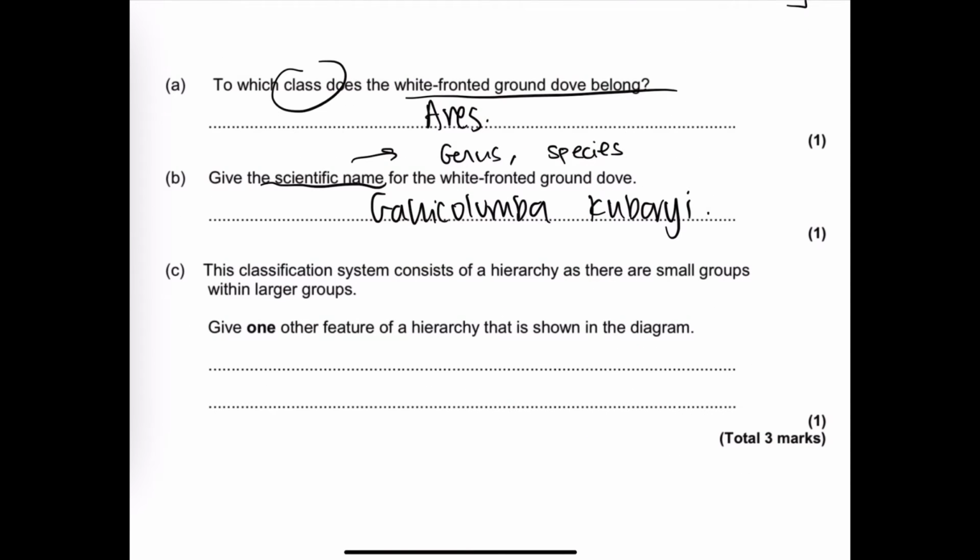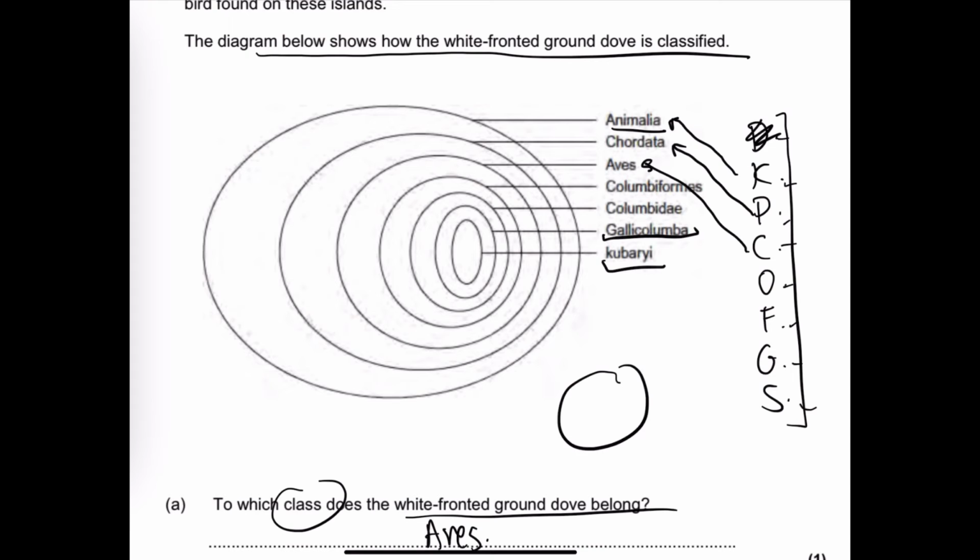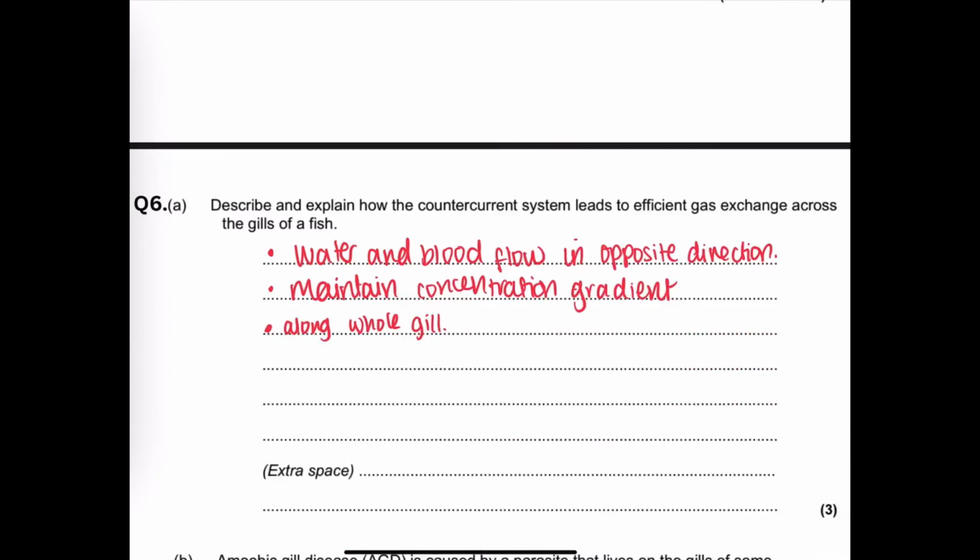C, the classification system consists of a hierarchy, as there are small groups within larger classifications. Give one other feature of hierarchy shown in the diagram. It's always the same, and the other feature is that there are no overlaps. So if you see over here, it is not like a Venn diagram where there are 2 things that overlap. Every single one is separate from another. However, there is something that's bigger and something that's smaller, which is this hierarchy.